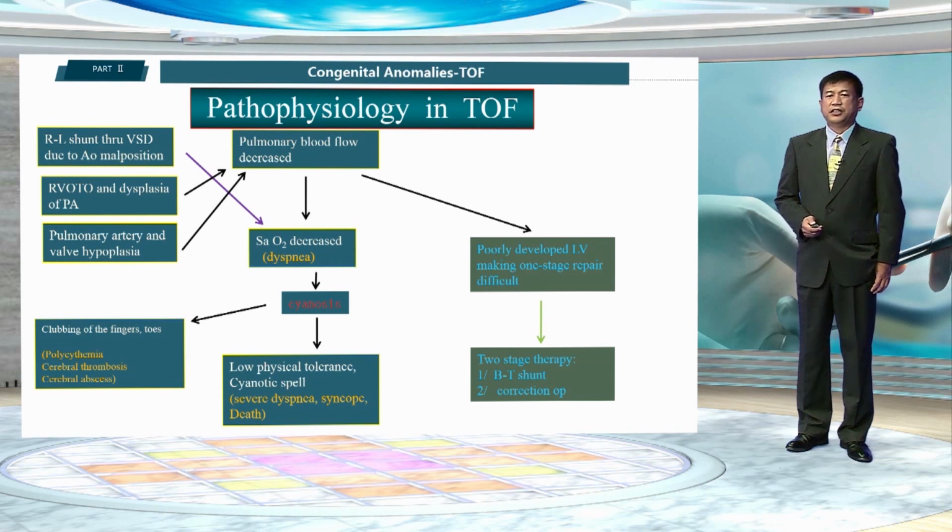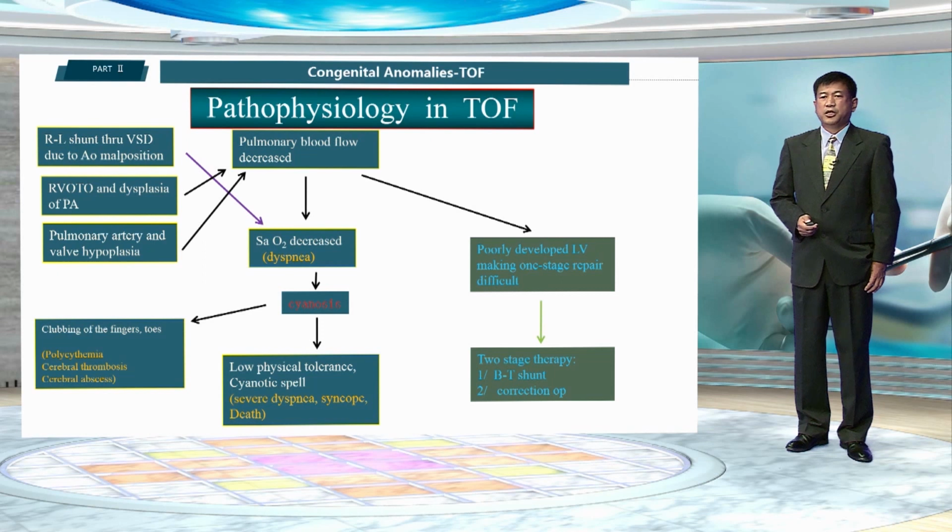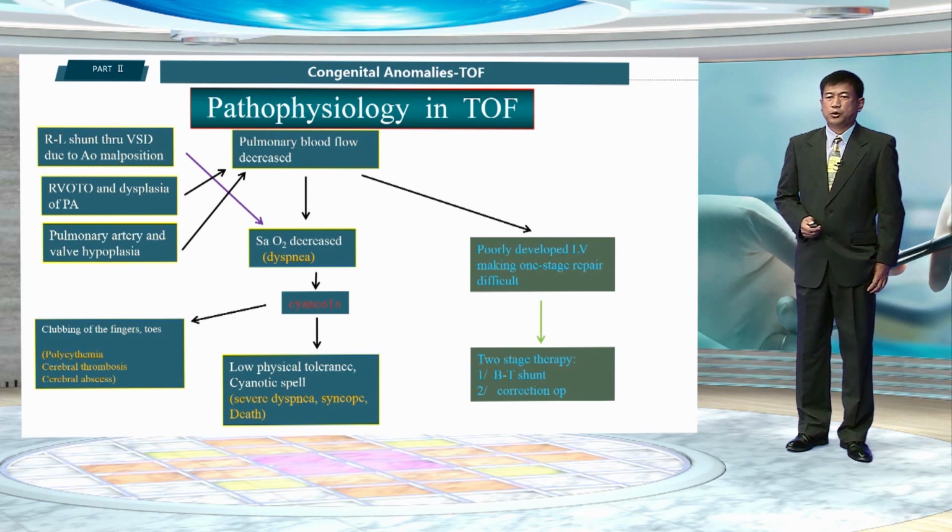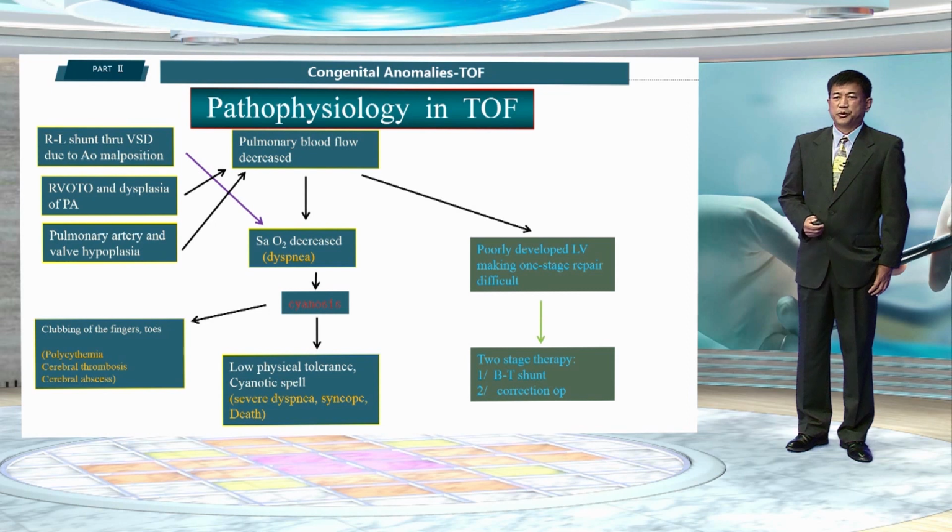Clinically, we can see clubbing of the fingers and polycythemia, that is, the increase of hemoglobin, and cerebral thrombosis, even cerebral abscess. So the patient will experience lower physical tolerance. Sometimes the patient may have a situation called cyanotic spell. This is ischemia in the brain. People may have a syncope or even death due to the cyanotic spell.